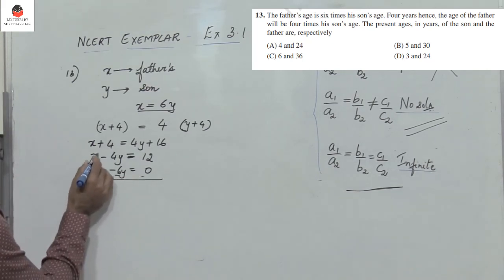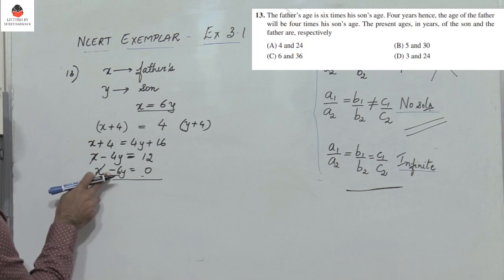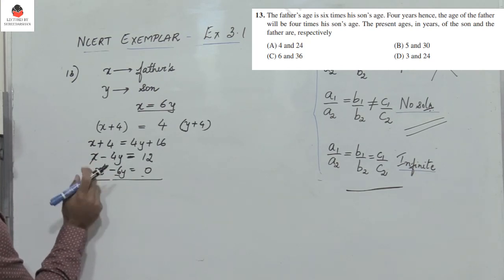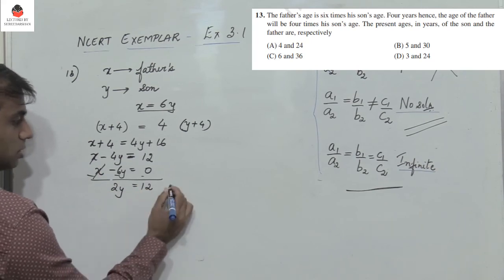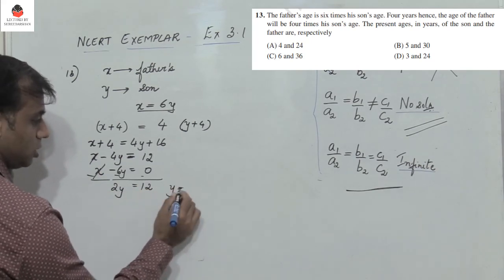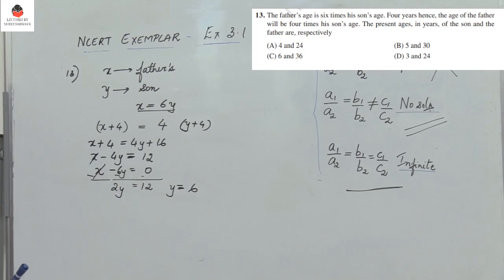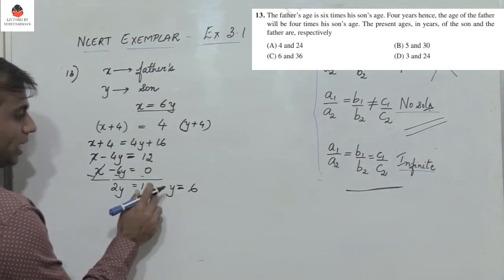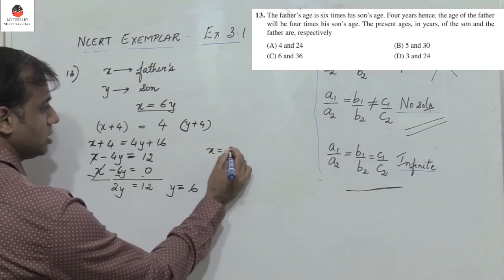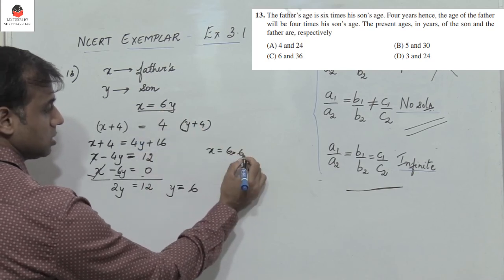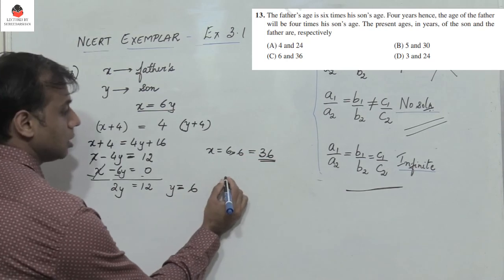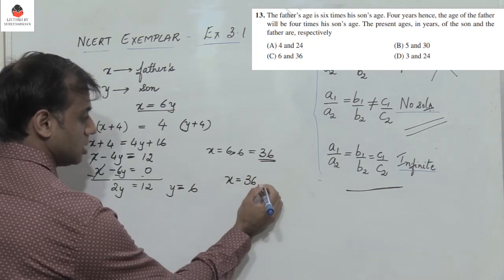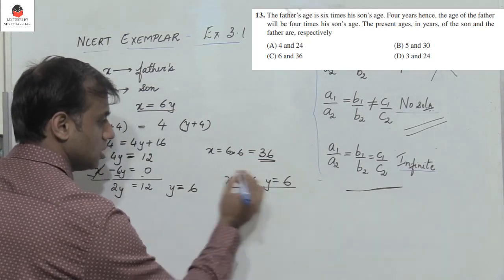Subtract both of them, x and x will get cancelled. Minus 4, minus of minus is plus, so you get 2y equals 12. So y equals 12 by 2, which is 6. Right? So y is 6. So what is x? X is 6 into y, which is 36. So therefore x is 36. The father's age is 36. The son's current age is 6.